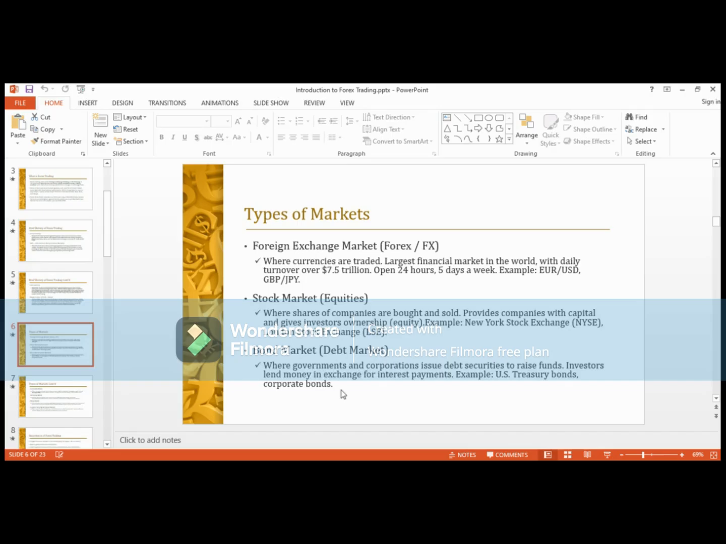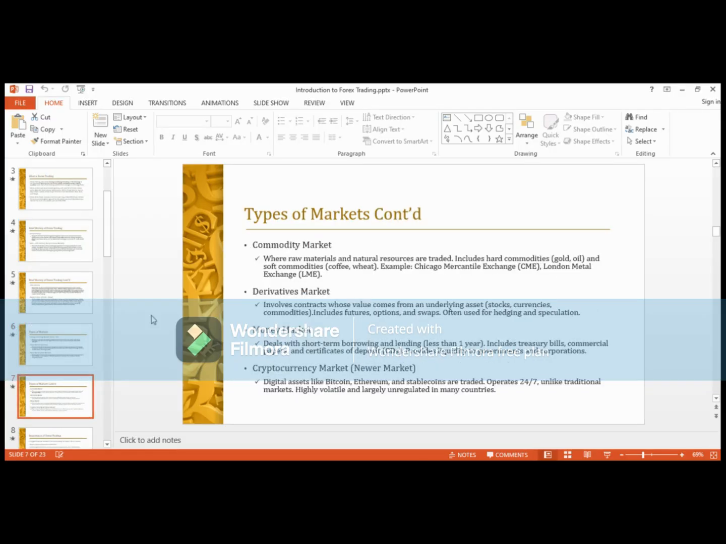Now we go to the bond market, also called the debt market, where governments and corporations issue debt securities to raise funds. Investors lend money in exchange for interest payments. Examples are the US Treasury bonds, and also we have the corporate bonds.